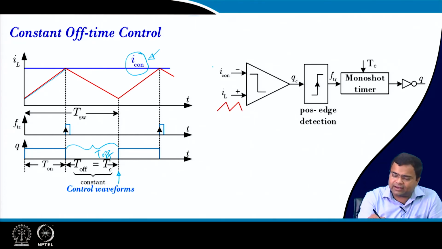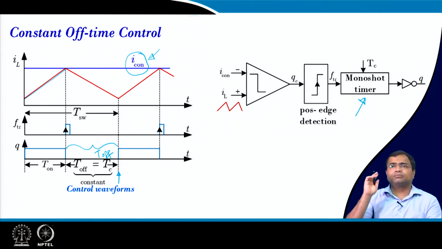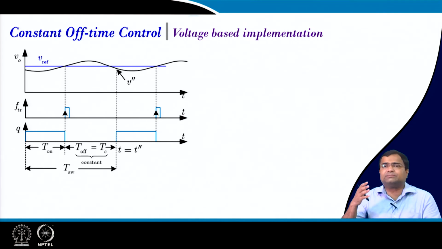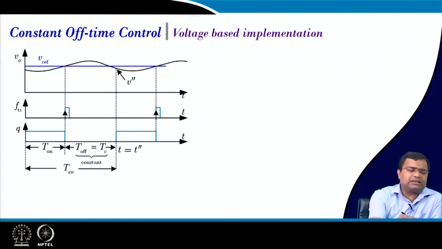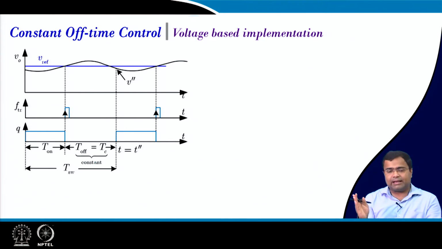Here we again compare the inductor current, and there is a monoshot timer, and this monoshot timer will turn off the switch. When the monoshot timer is enabled, it will simply turn off the high side switch. We can also have constant off time voltage based control, where we take the output voltage ripple. When the output voltage goes above the reference voltage, then we will turn off for the fixed duration. Again, once it has elapsed, the voltage will start falling, and when it crosses Vref again, the switch will turn on.